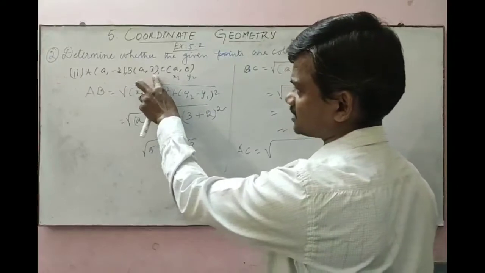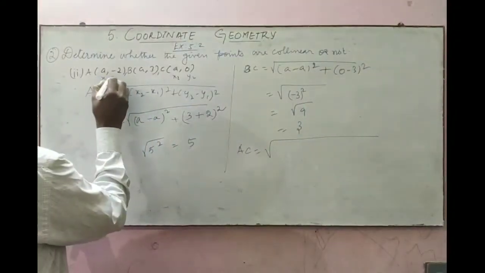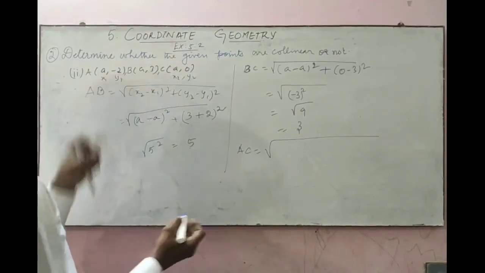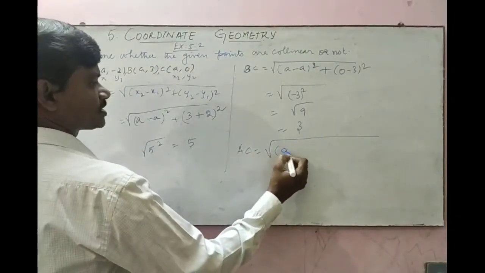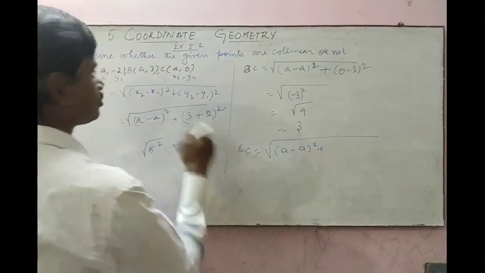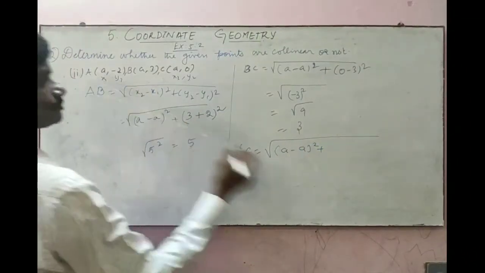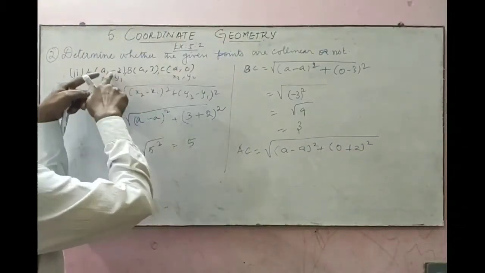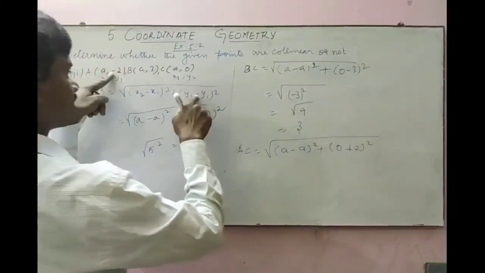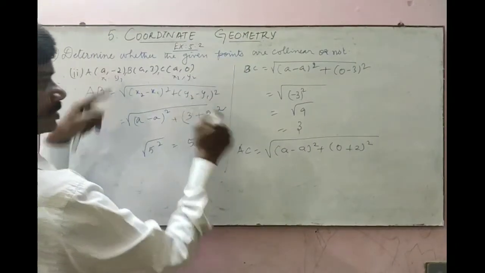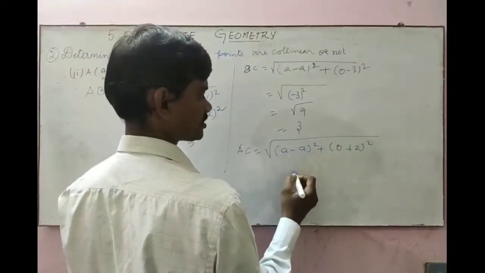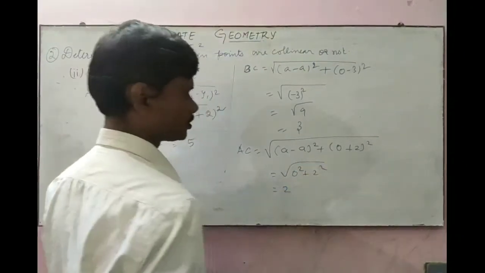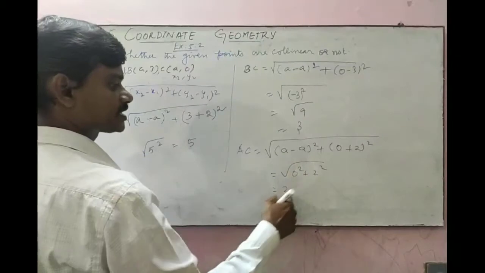The next one is AC. Now you treat the first point A as x1, y1, the second point C as x2 and y2. Again use the same formula: x2, that is a minus a whole square, plus 0 minus of minus, it becomes plus, 0 plus 2 whole square. 0 minus of minus: minus in the formula, again one minus in the number, so it becomes plus. a minus a is 0, 0 square plus 2 square becomes 2. Square and root get cancelled, the answer is 2.